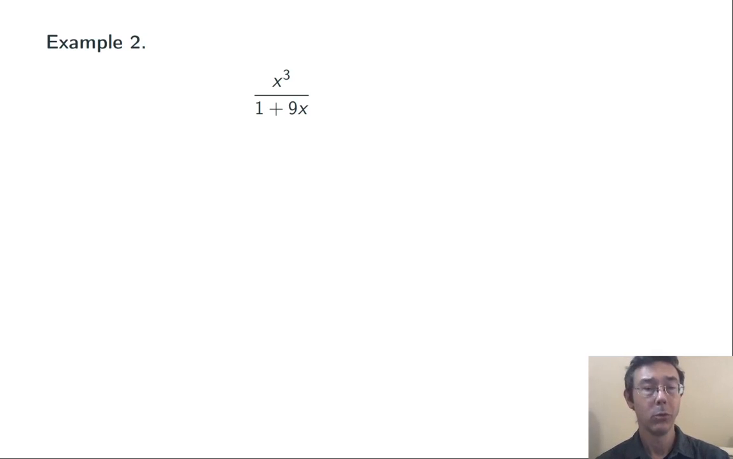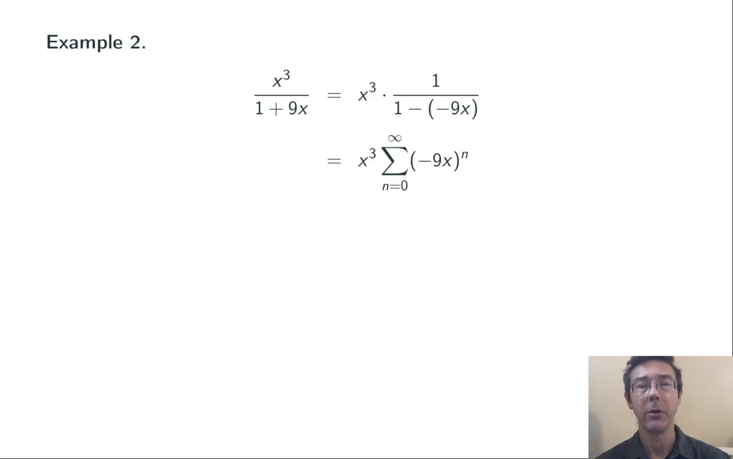x cubed over 1 plus 9x. So I want to try and rewrite this so that it looks a little bit more like 1 over 1 minus something. So first of all, I'm just going to take out that x cubed, and then in the denominator, I'm going to rewrite the plus 9x as a minus negative 9x. Now that fraction, 1 over 1 minus negative 9x, I can get a power series for right away, just using the formula for 1 over 1 minus x that we had previously. And then the x cubed, I'm just keeping on the outside.